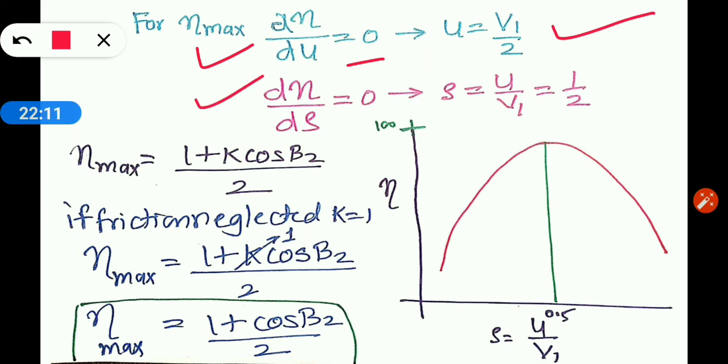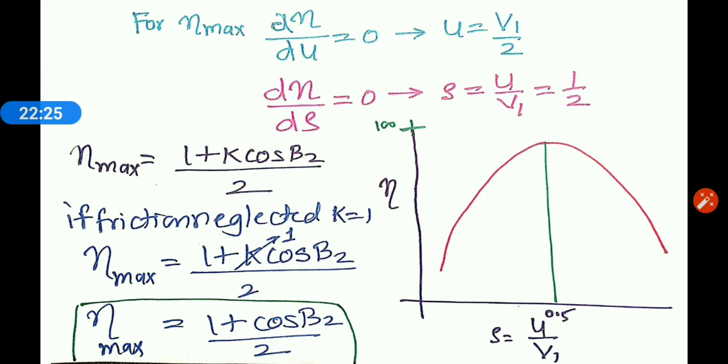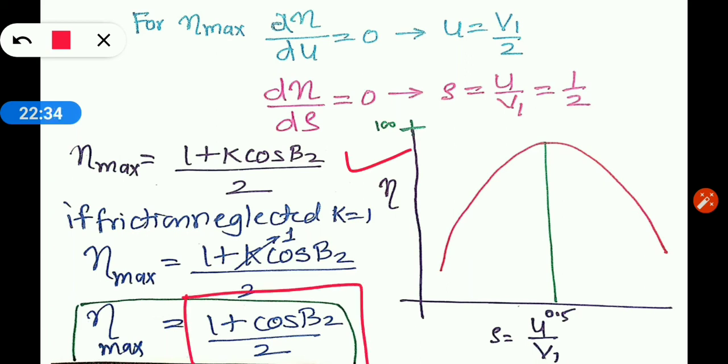Similarly, you can do it like this also, d eta by d rho equal to 0. So we'll get rho is equal to u by v1 is equal to 1 by 2. When you put these values in the efficiency equation, we will get this relationship, which is very important. So for maximum efficiency, what you are getting is 1 plus K cos beta 2 by 2. Fine. If friction is neglected, then it would be 1 plus cos beta 2 by 2.